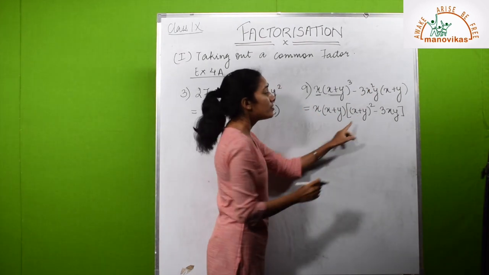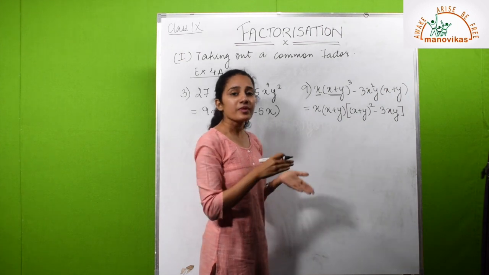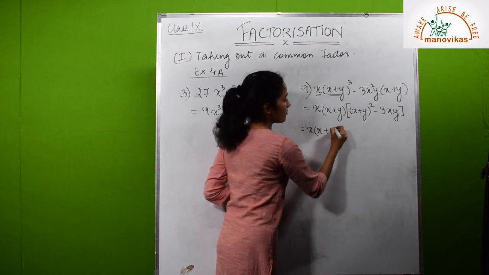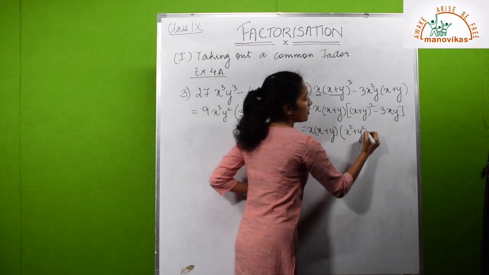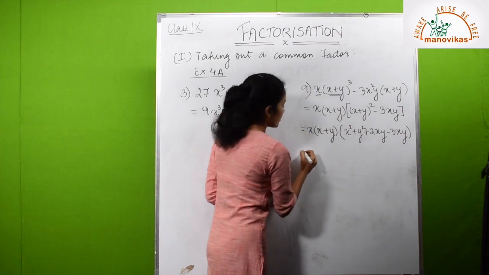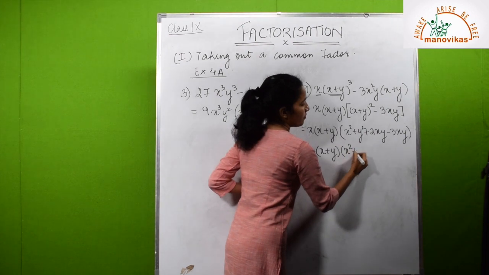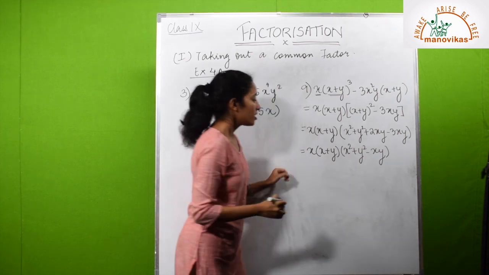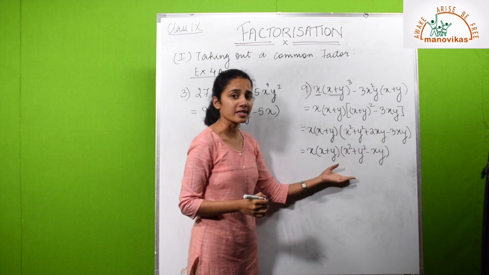Now over here you will be using the expansion of a plus b the whole square, which you have learned in the previous topic. So this is x into x plus y, and this will be x square plus y square plus 2xy minus 3xy, which will be x into x plus y, x square plus y square minus xy. So this expression is again reduced as a product of 3 expressions.